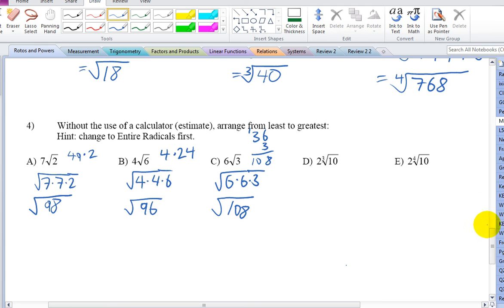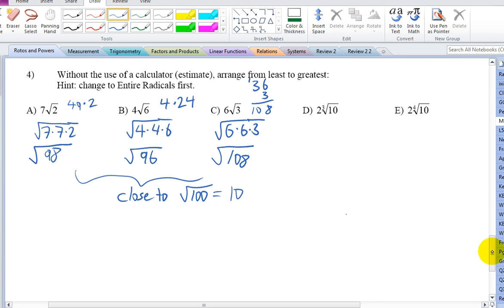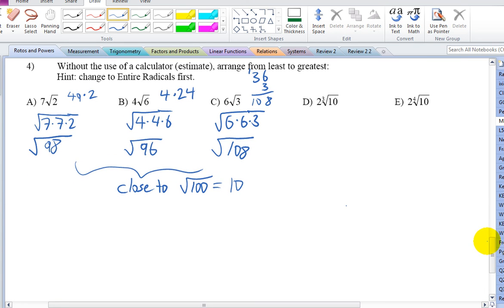Okay. So what perfect square are those 3 close to? They're close to square root 100, aren't they? What's square root 100? 10. Okay. So that's one thing we have to think about. Be aware of where those numbers are. Now, when you compare these 3 individually, which one's the smallest? C. B, for sure. Then what do we have? And then finally, C. Okay, that's pretty good.